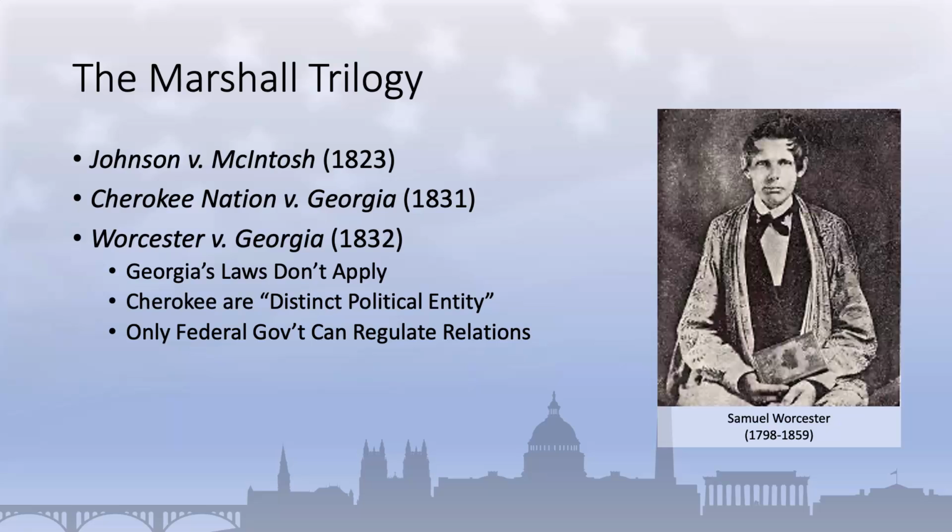The court also held that Worcester was protected under federal law as an agent of the federal government and therefore could not be prosecuted by Georgia for living on Cherokee land without a state license. While the Worcester decision recognized the sovereignty of Native American tribes, it also reasserted the federal government's exclusive authority to regulate relations with the tribes, essentially reaffirming the tribes' second-class status in the eyes of the courts.